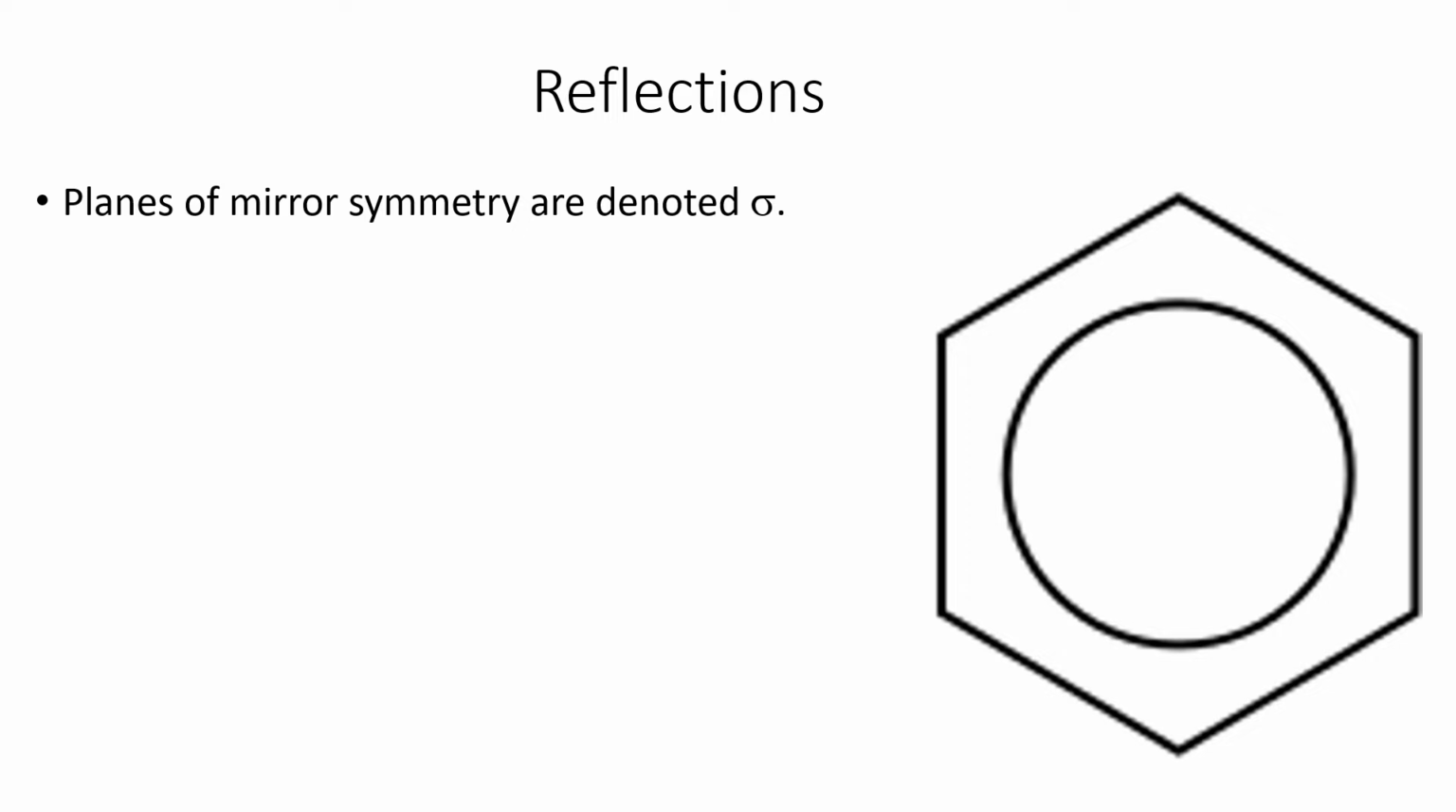In this case, we're using the Greek lowercase sigma to denote mirror symmetry, or a mirror plane in the molecule. And so you can see how symmetrical benzene is there. There's clearly going to be mirror planes involved. But actually there's more than one type of mirror plane, and they get labelled slightly differently. So it's worth looking at these.